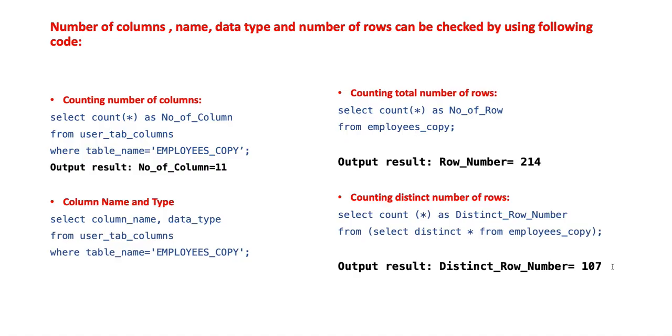In this way, we can calculate the number of columns, column name, data type, and number of rows of a table in SQL. If we run these four sets of code with Oracle Developer, then we will get exactly the same result. Let me go through the Oracle Developer window, run these four sets of code, and observe the result.